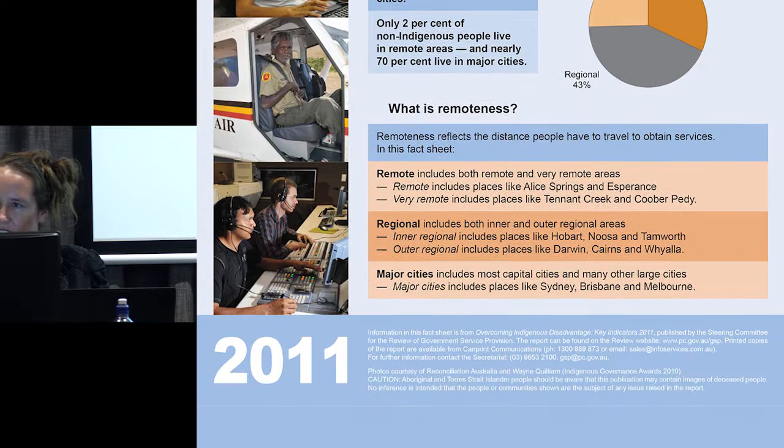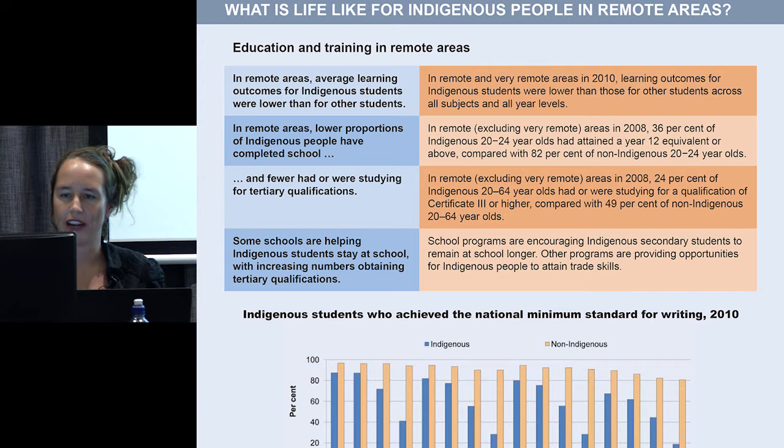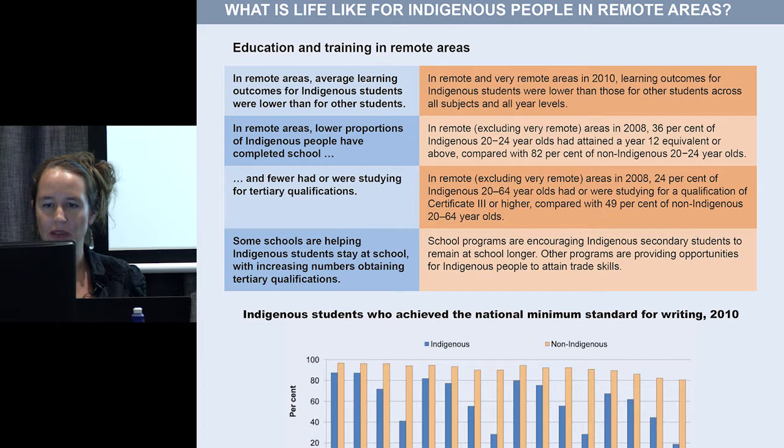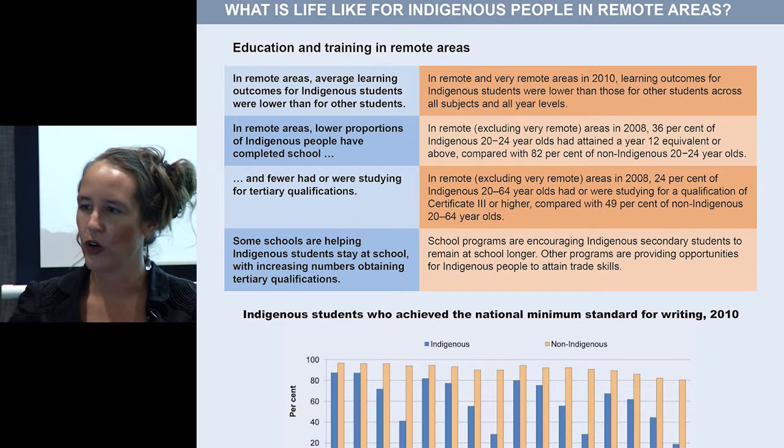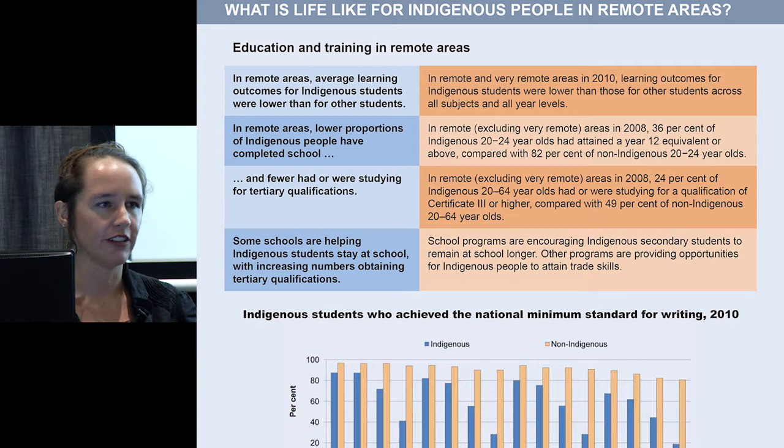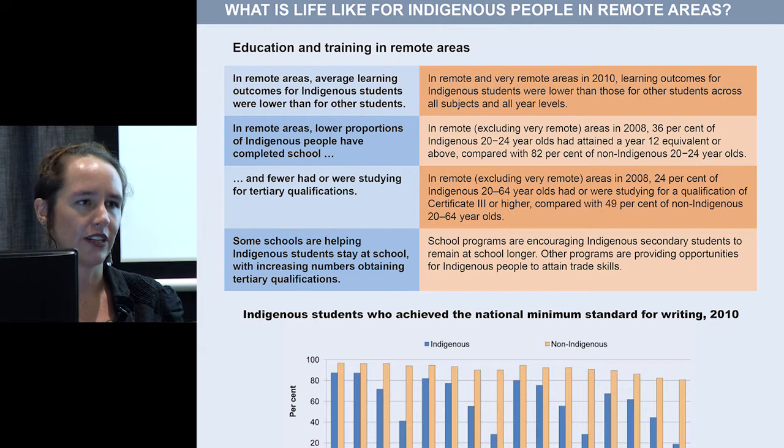Now, education and training in remote areas. In remote areas, average learning outcomes for Indigenous students were lower than for other students. In remote areas, lower proportions of Indigenous people have completed school. In remote, excluding very remote areas, in 2008, 36% of Indigenous 20 to 24-year-olds had attained a Year 12 equivalent or above, compared with 82% of non-Indigenous 20 to 24-year-olds. And that's excluding very remote. If that was including very remote, those statistics would surely be lower.